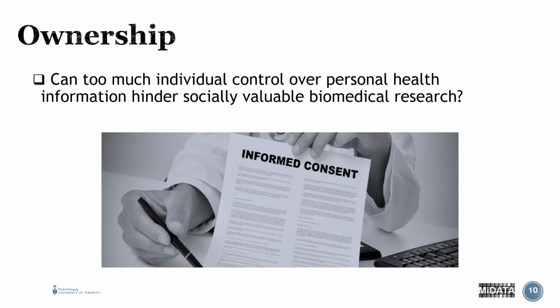Now, on the previous slide, we touched on the concept that data could maybe be made available without informed consent, as long as there's no identifiable information, and as long as the information is used for a good cause, like the purpose is important, and that would mean that it's going to benefit society at large. So the reverse to this is what would happen if there's too much individual control over personal health information. It is possible that it could actually hinder what's called socially valuable biomedical research.